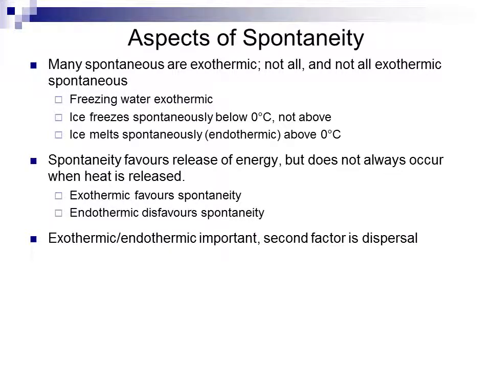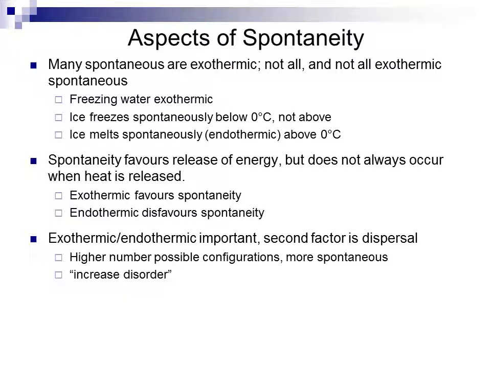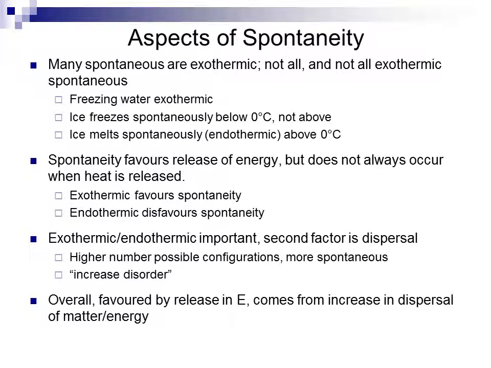While exothermic and endothermic processes are important in considering spontaneity, there is a second factor that is also important, and that is the dispersal of energy and matter in the system. We can look at a system and consider the number of possible energetically equivalent configurations it can have. The higher the number of possible energetically equivalent configurations, the more spontaneous a process will tend to be. This is what we would call an increase in disorder. Overall, a spontaneous reaction is favored by a release in energy, whether that energy comes from heat transfer, an exothermic process, or whether it comes from a dispersal of matter and energy through a dispersal process.